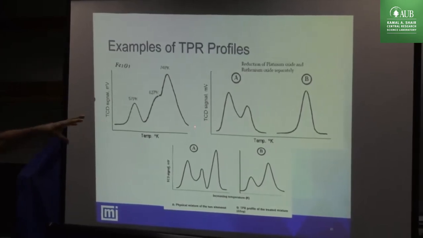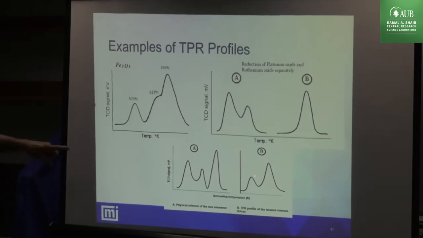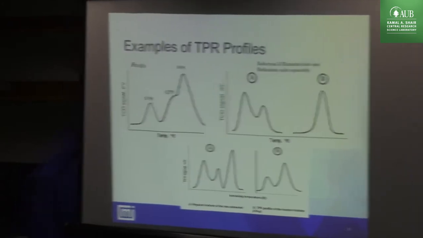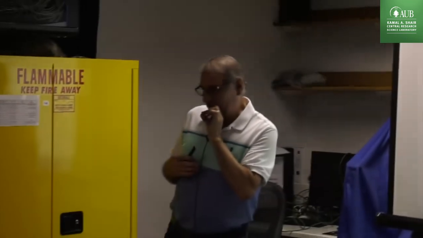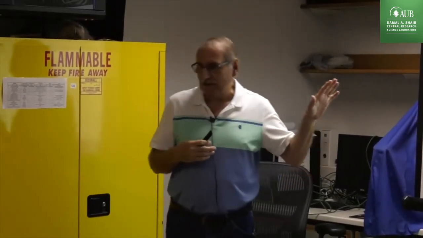This is mixing 50-50. But if you heat them at 450 degrees C for a certain time, you get a peak like this, this profile. What does it mean? That it's this, not this. It's an alloy formed by these two elements. So you can tell the synergy between these two, if they are reacting or not. So this is only a few things about TPR, but you can get so many different pieces of information about these techniques.